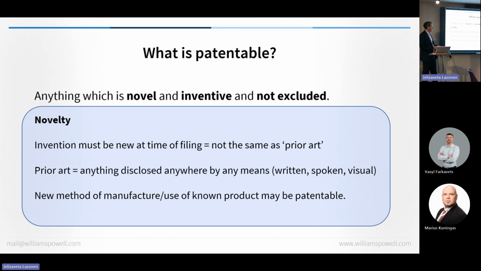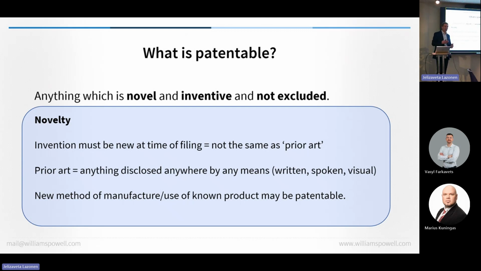First, novelty is essentially meaning that the invention has to be new. It can't be something that's been done before by someone else. What it means is that it's not the same as the prior art. And I mentioned this before, but the prior art is something that existed before you filed the patent application.